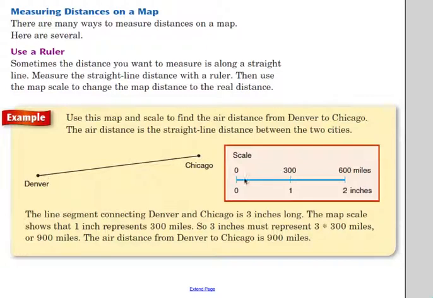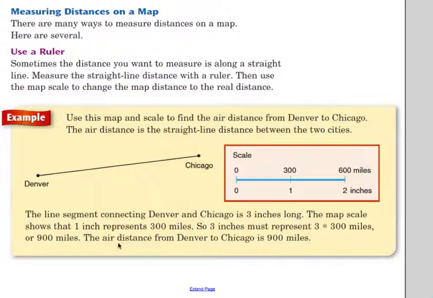Okay, let's take a look at our scale. We've got 1 inch represents 300 miles, 2 inches represents 600 miles. Now if we measure with the ruler, go ahead and take your ruler and measure it. You'll see that the line segment connecting Denver and Chicago is 3 inches long.